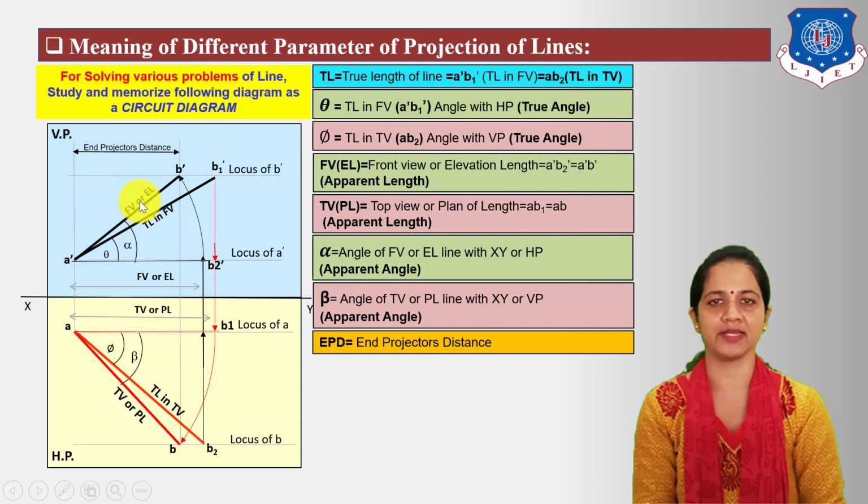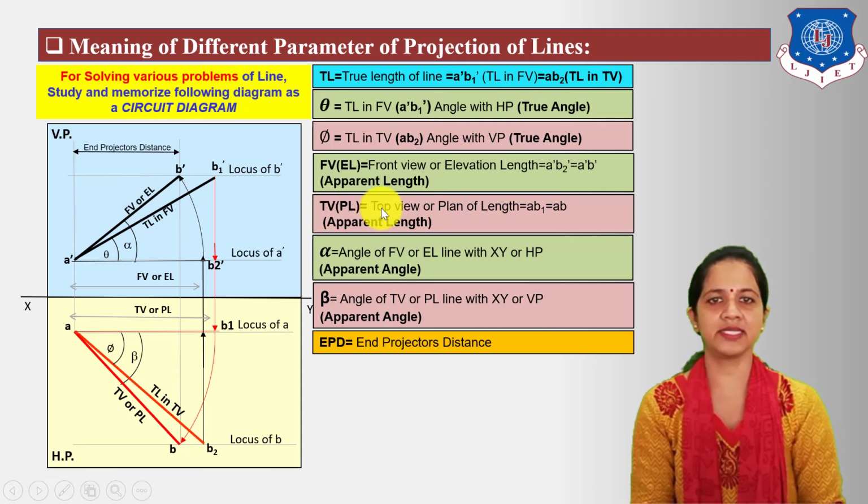Next, top view or TL is equal to top view or plan length, which is equal to AB1, which is equal to AB. It is also called apparent length. Here you can see AB1 and AB indicate top view length. AB1 is the horizontal component of top view length and AB is the inclined component of top view length.